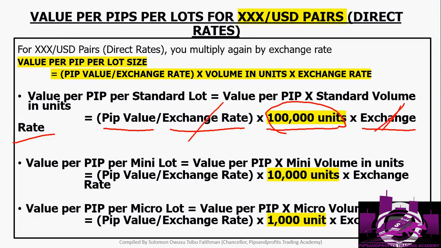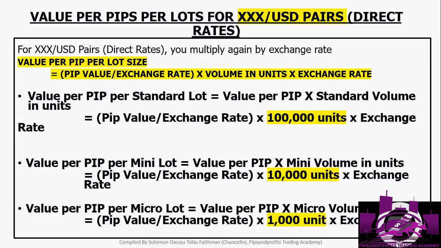So all that you are going to have is going to be pip value times your standard volume. But that is not what I want you to get. This is for those who understand mathematics very well. Those of us who didn't do mathematics much, stick to this. All right, so let's go.